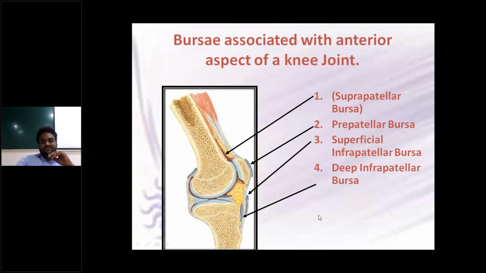So name the 4 bursae of the knee joint. What is the first one anteriorly? Suprapatellar bursa. Where is it present? Deep to which muscle tendon? Quadriceps femoris muscle tendon. Very good. Next, in front of the patella, what is this bursa? Prepatellar bursa. Another 2 bursae are related to the ligamentum patellae, one superficial and another deep. These are called superficial infrapatellar bursa and deep infrapatellar bursa. So these are the main bursae associated with the knee joint.